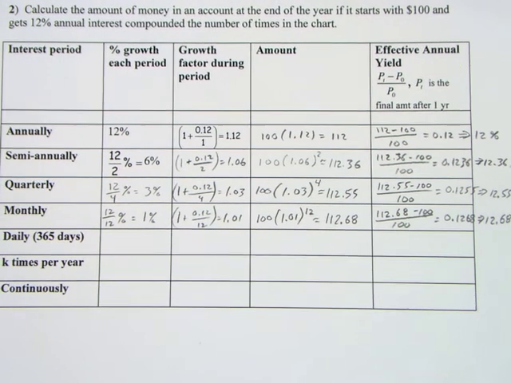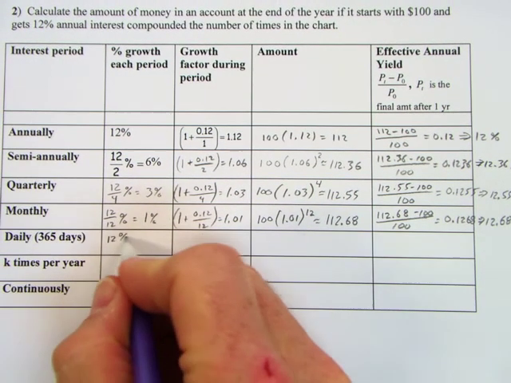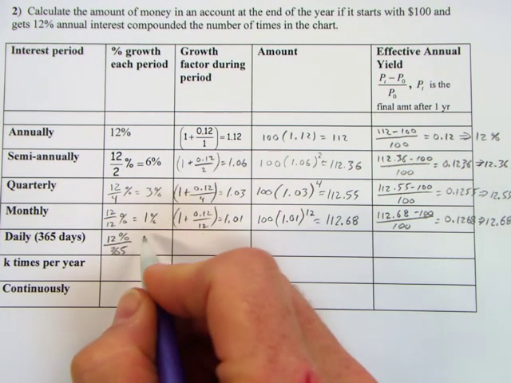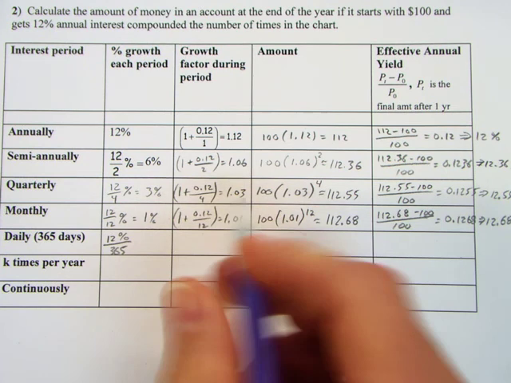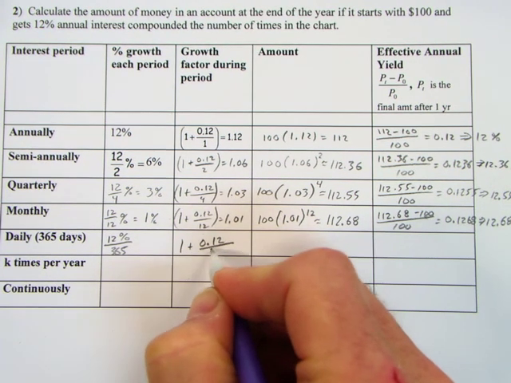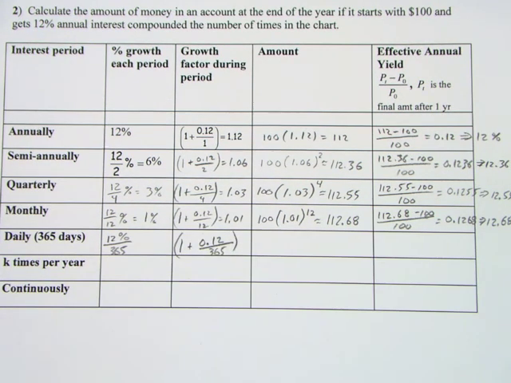Daily, what's this one going to be? Now we're going to compound it 365 times. 365 is in the day, so we're not going to simplify this. So our growth factor will just be 0.12 divided by 365, and that plus our 1. Remember, our 1 stands for 100% of the original.